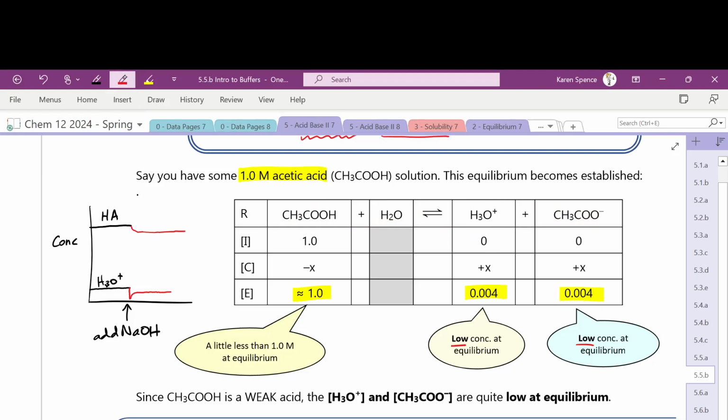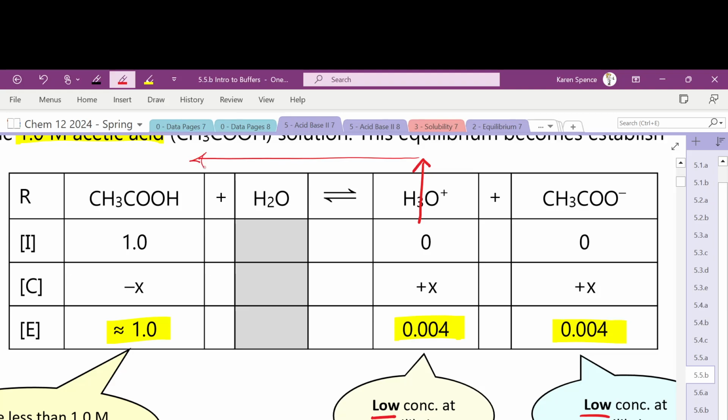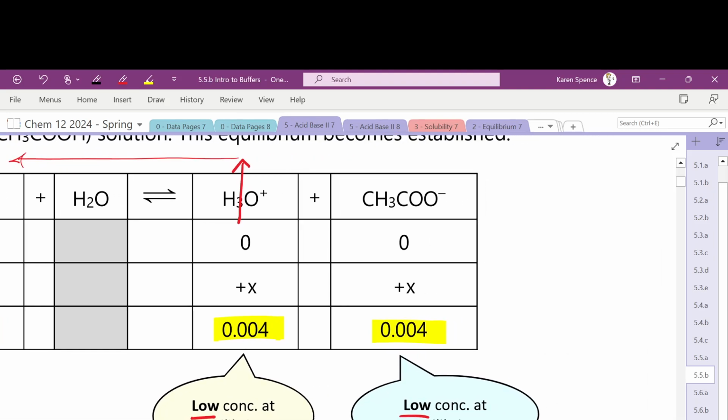This would cause, HCl would cause what change to this equilibrium? Increase in concentration of hydronium, and that's going to cause a shift to the left. Now let's see what that looks like, okay?